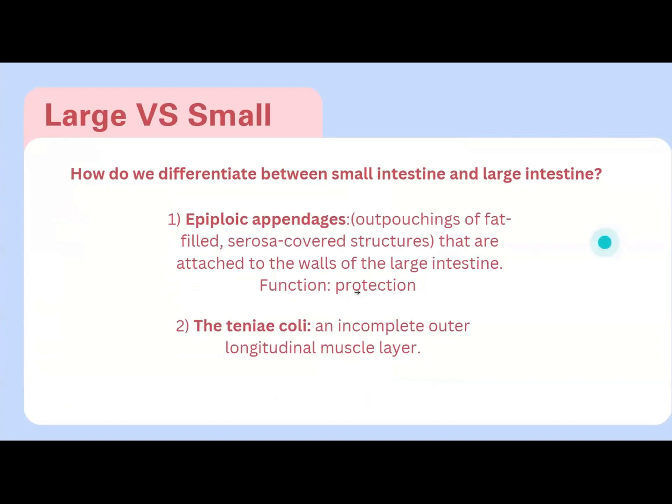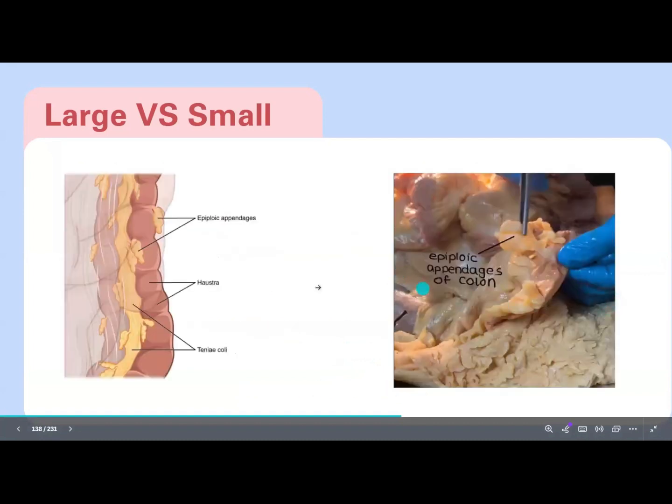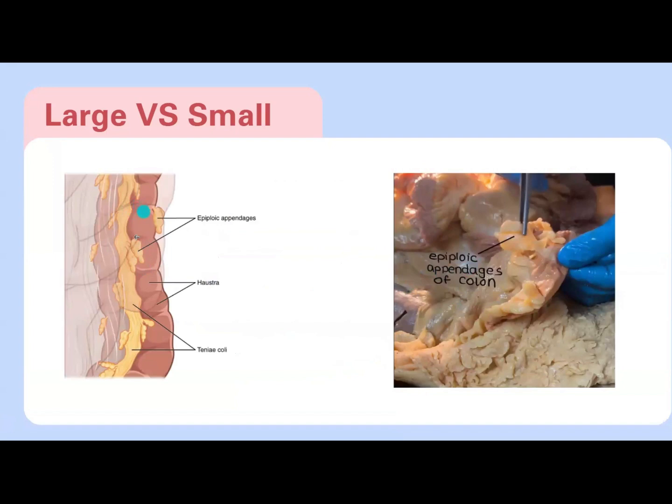The other difference is the tinea coli, which is basically the incomplete outer longitudinal muscle. We have 3 tinea coli in the large intestine. And the third difference is the haustra, and another name for them is the sacculations. Now, what is a haustra? It's basically these different circles. So each circle is called a haustrum. So in the large intestine, you have haustra, epiploic appendages, and tinea coli going along the muscle. Okay? Is it clear, or do you want me to go over it again? Any questions for anything before?